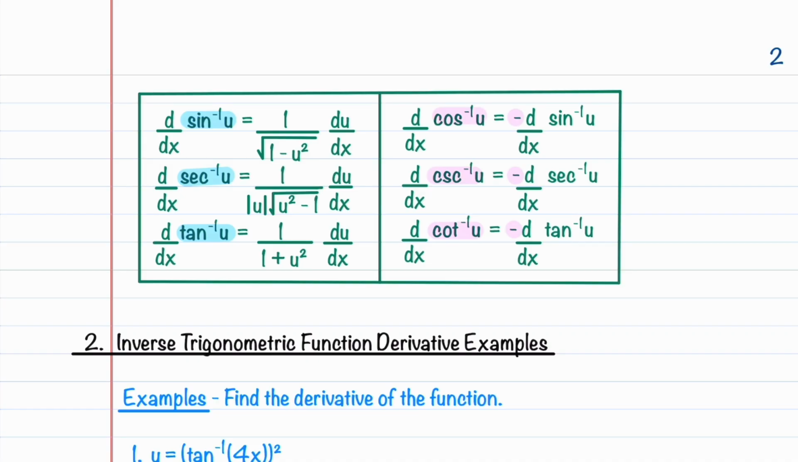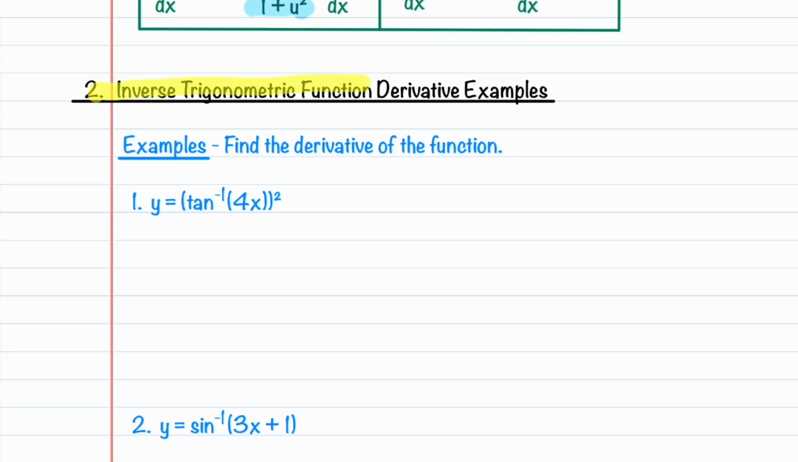It's nice that the derivatives on the right are just like the derivatives on the left, so if you have to memorize these, you really just have to memorize the 3 ones on the left-hand side. And this is the part that you really have to memorize, because all of them have a 1 in the numerator.